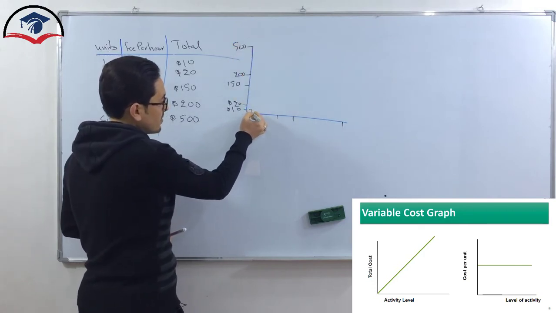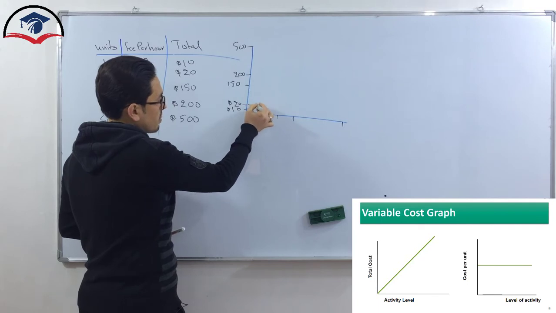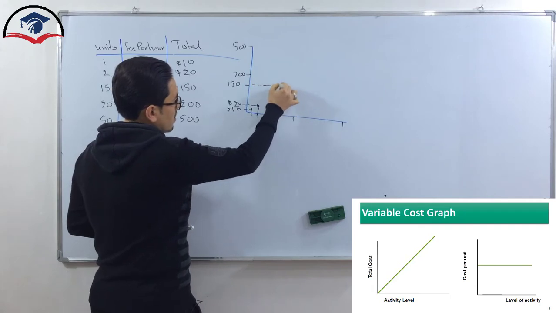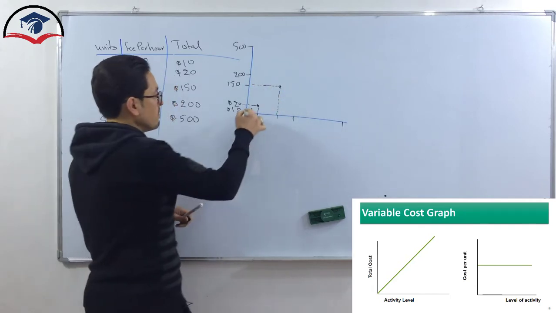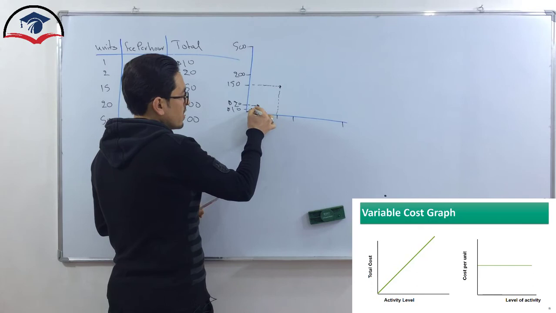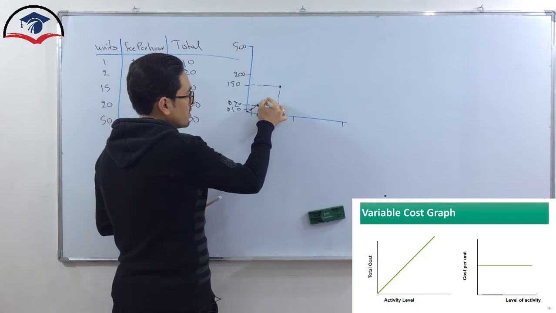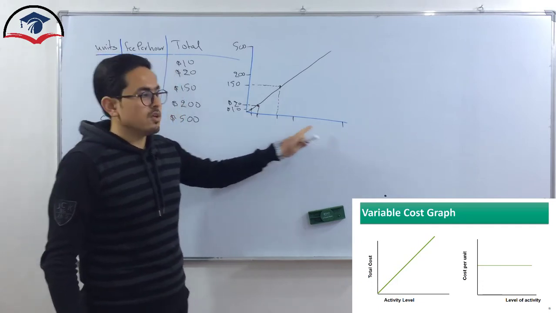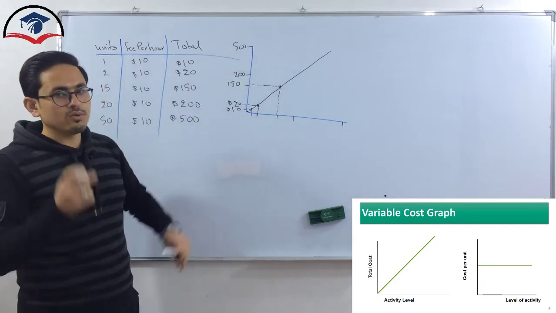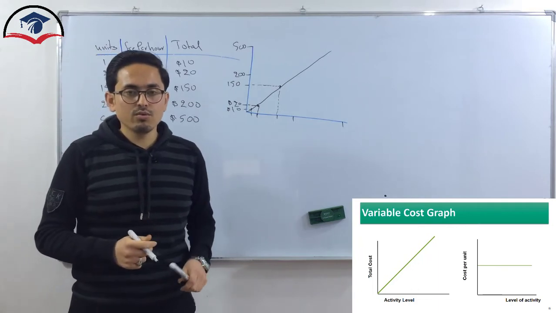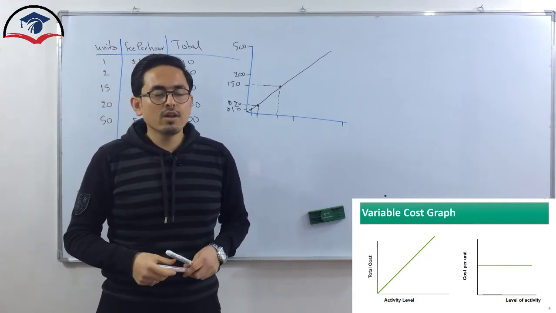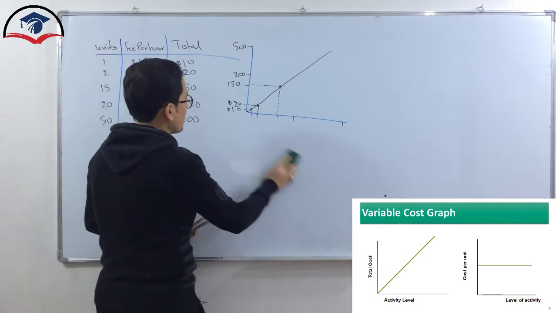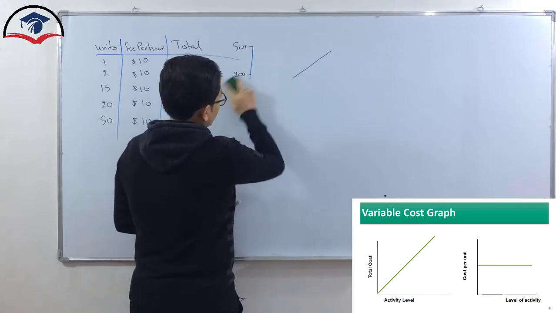If I draw some of them, you can see here. These points, if I connect them, my cost in total will increase. This is the graph. By increasing level of activity, my total cost will also increase. This is for total cost. But what about the per unit cost? Let me do it in a separate graph.